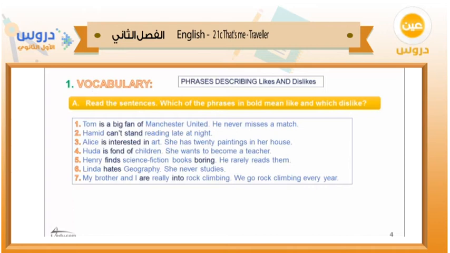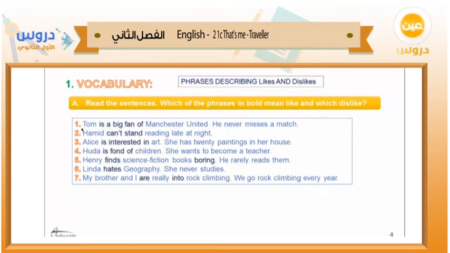Okay, vocabulary 1. Phrases describing likes and dislikes. Now look at these sentences. Which of the phrases in bold mean like and which dislike? Now look at these sentences here. Which one of them is like and which one of them is dislike?